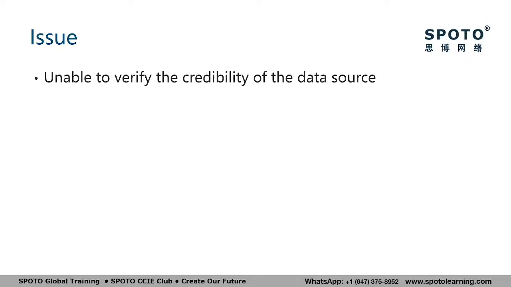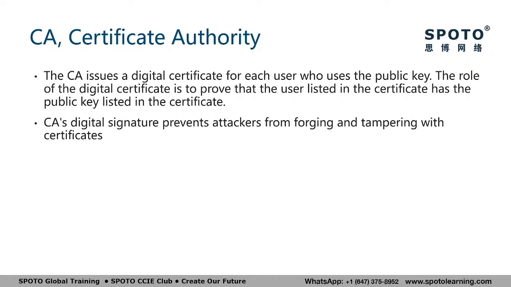However, this classic usage has a disadvantage. It's not able to verify the credibility of the data source. So, in the real scenario, how to resolve that? We have a solution. It's the CA, Certificate Authority. The Certificate Authority issues a digital certificate for each user who uses the public key. The role of the digital certificate is to prove that the user listed in the certificate has the public key listed in the certificate.